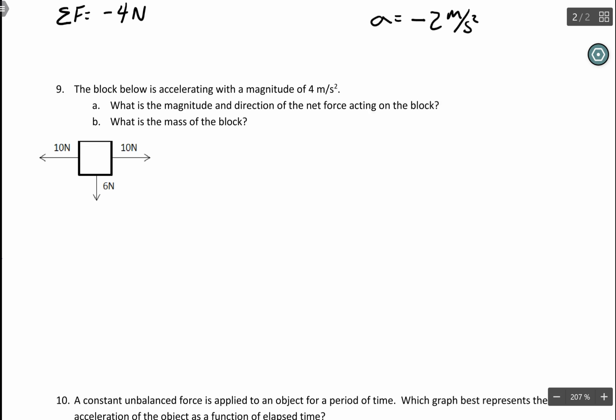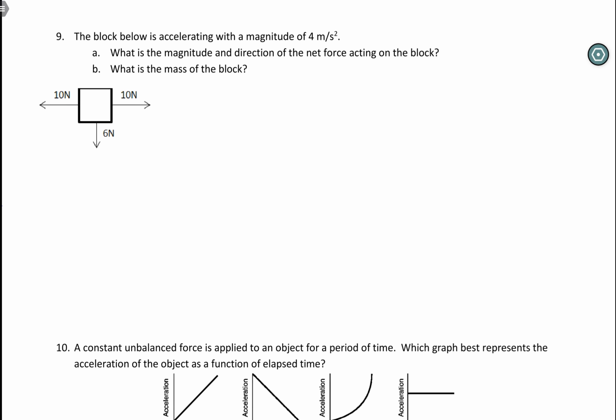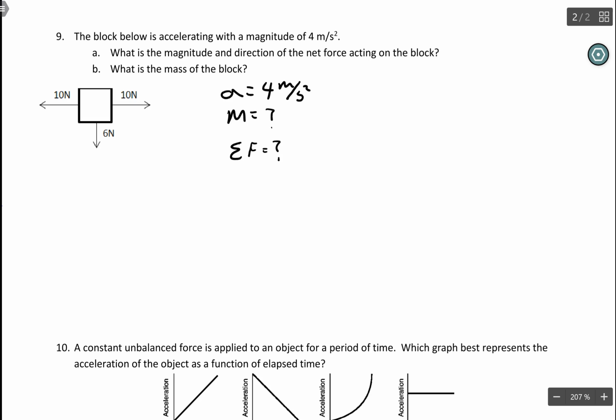Okay, good. Number 9 says the block below is accelerating with a magnitude of 4 meters per second squared. What is the magnitude and direction of the net force acting on the block? And then what is the mass of the block? So they're going to be looking for the mass, but first they say, okay, what is the net force?